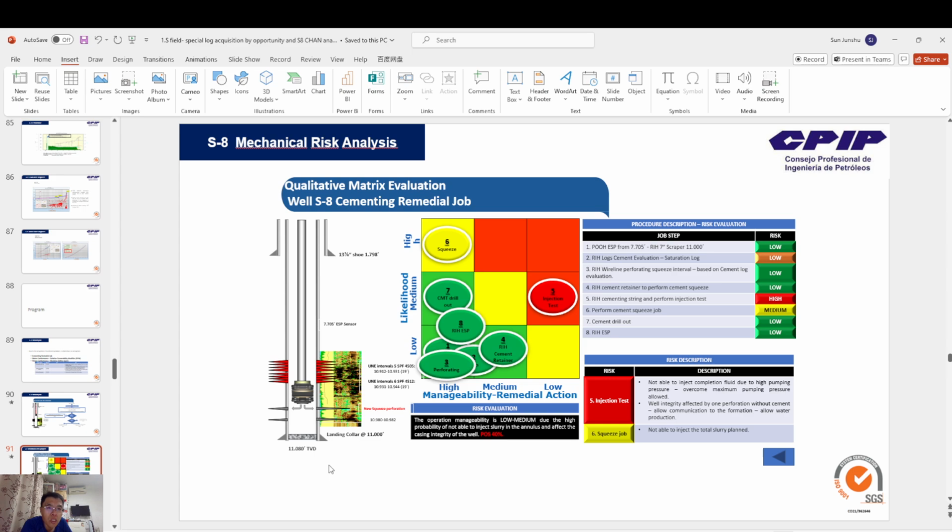Description: not able to inject completion fluid due to high pumping pressure. Overcome maximum pumping pressure allowed. Well integrity affected by one perforation without cement. Allow communication to the formation. Allow water production. Squeezing job, not able to inject. Total supply plant.